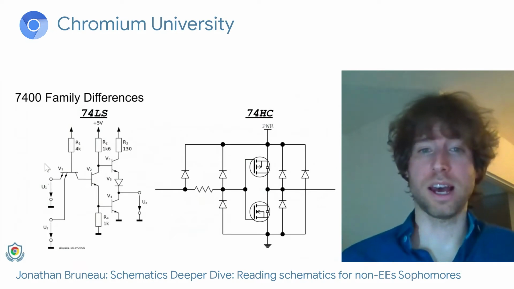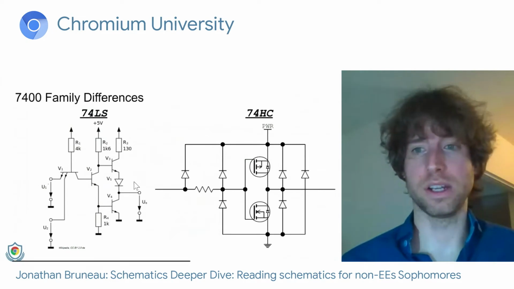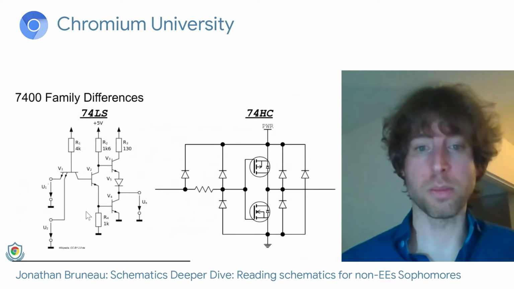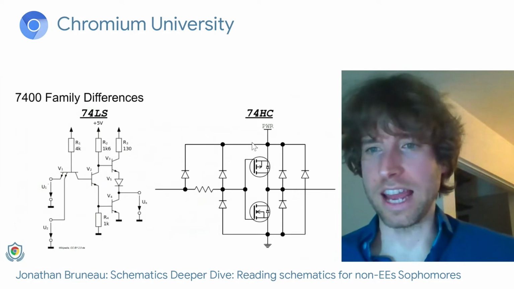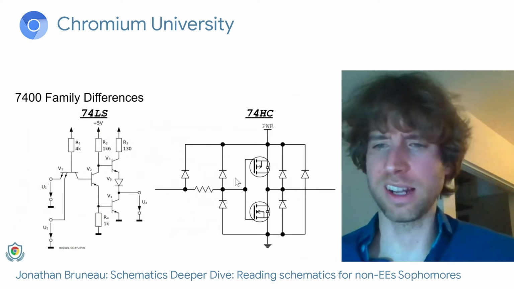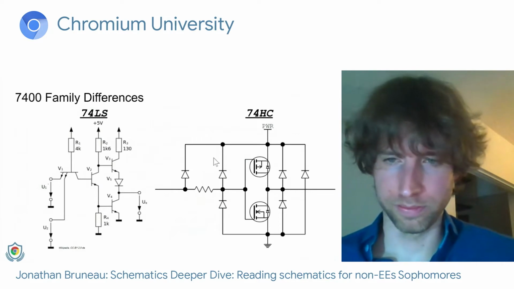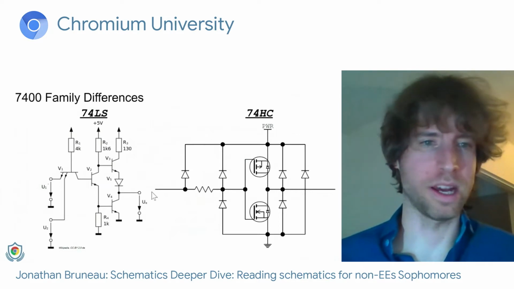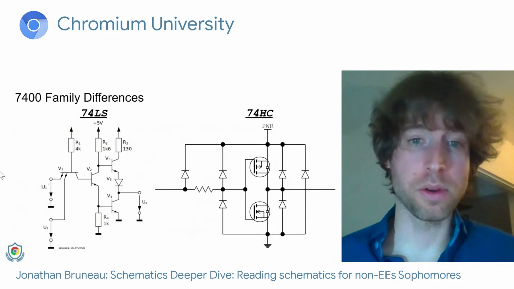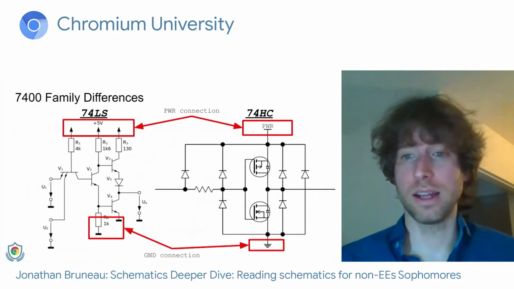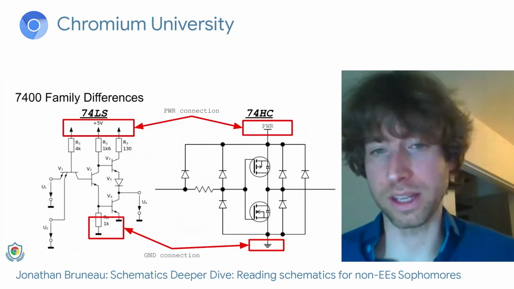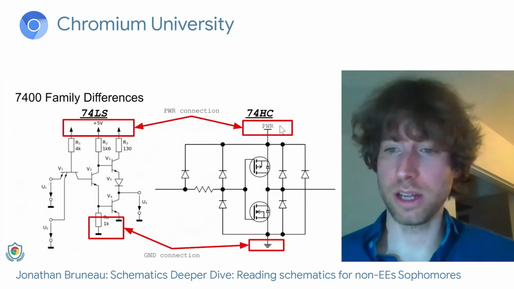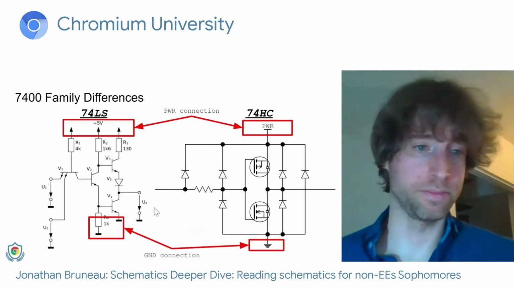So this is how a 7400 LS schematic would look for 2 inputs and 1 output. And an HC would use MOSFETs instead. And I didn't draw the 2nd input here because I ran out of real estate. The important thing to note here is that all of these ICs, irrespective of how they're made on the insides, have a power connection and a ground connection on the bottom.